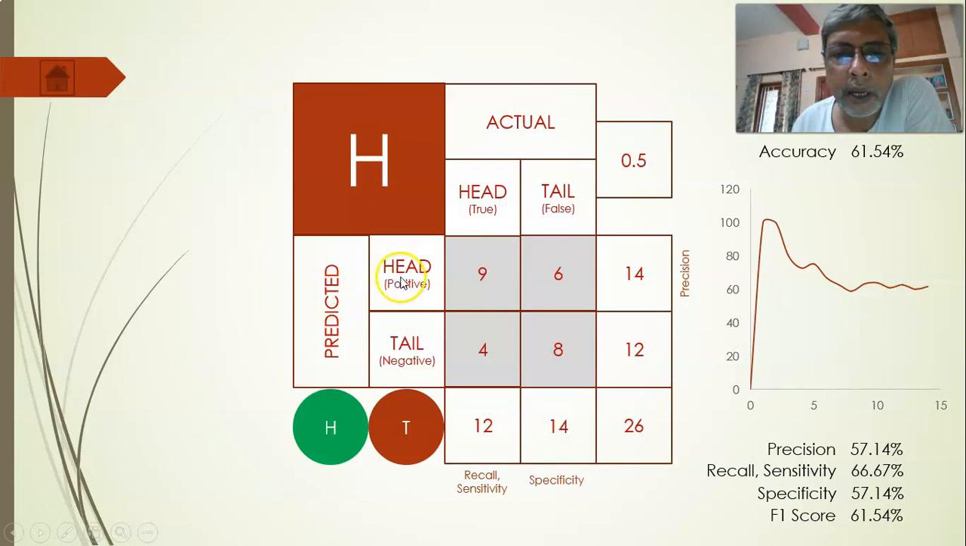See, the predicted head is 14. I have predicted head 14 times. I have predicted tail 12 times. And actually it is head 12 times and tail 14 times. So the total is 26, number of tosses. And it's a match 17 times, 9 plus 8. So the accuracy is 17 by 26 into 100, which is 61.54. And precision, recall or sensitivity, specificity, F1 score are coming up here. And this is the chart for accuracy.